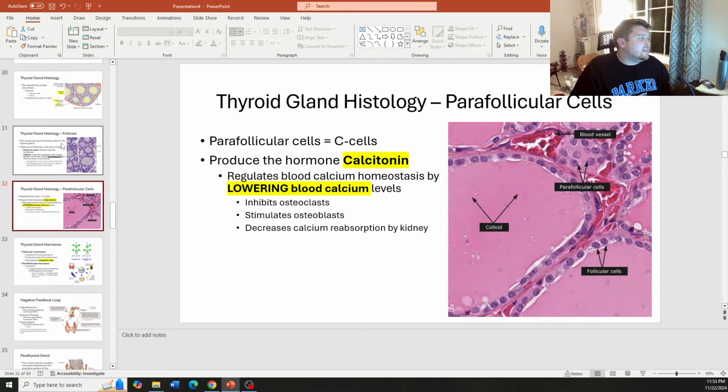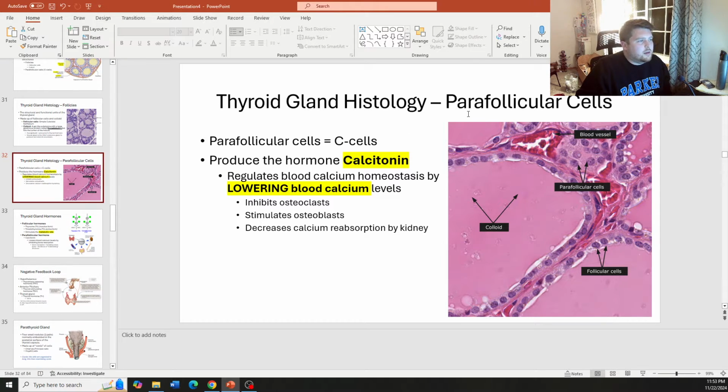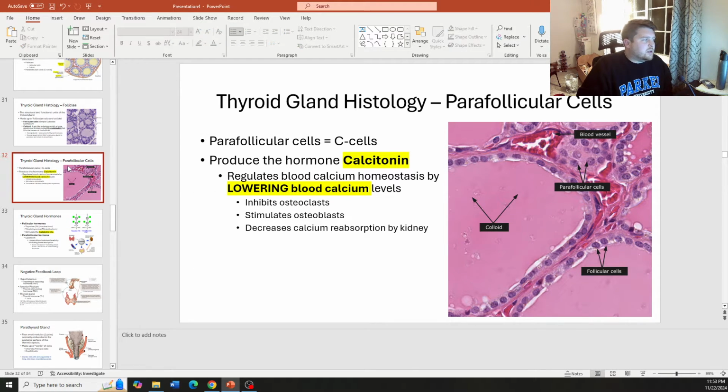Okay. The other part of the thyroid gland are the parafollicular cells, also known as C cells. They are called C cells because they produce the hormone calcitonin. The job of calcitonin is to lower blood calcium. So if our calcium levels are way too high, that can cause issues, especially in our muscles and especially in our heart, because our heart is just one big muscle. So we really need to make sure that our calcium levels stay perfectly balanced.